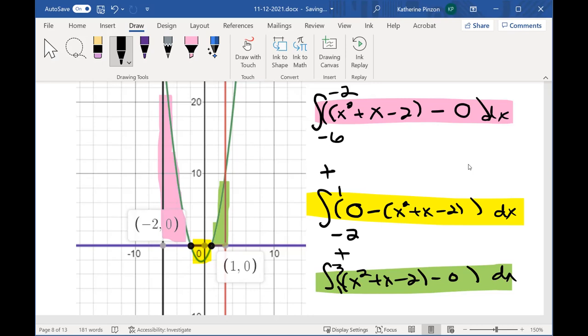You're gonna put those three things in Desmos. You're gonna put parentheses exactly where we have parentheses, and you're gonna add up your areas. They should all be positive when you put them in Desmos.